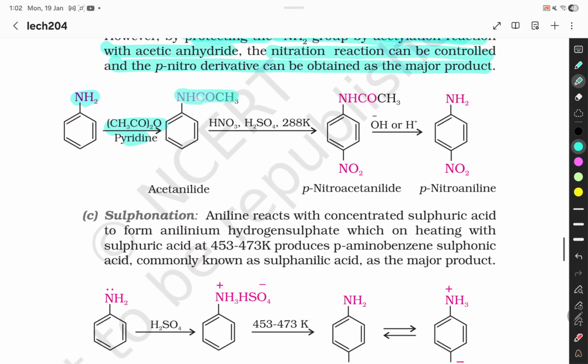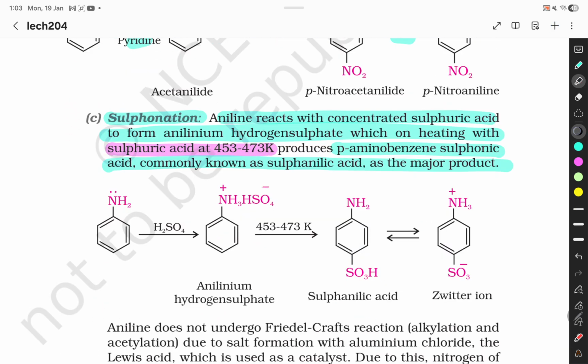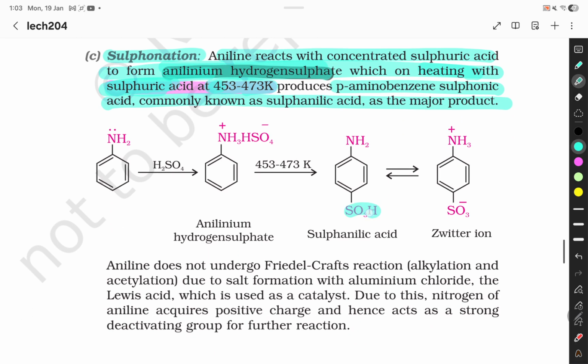Acetylation reaction, this is easy. And then HNO3, HNO2, everything is the same. You protect the aniline group. So in sulfonation, we first have formation of anilinium hydrogen sulfate. Then when you pass heat, or steam distillation type, onto anilinium hydrogen sulfate in the presence of sulfuric acid, make sure it's in presence of sulfuric acid, then you'll get sulfanilic acid, and it is also a Zwitter ion.